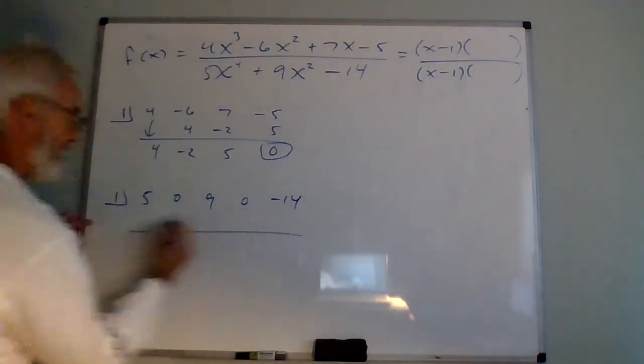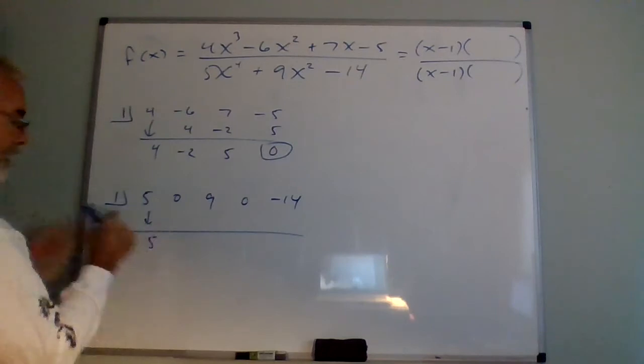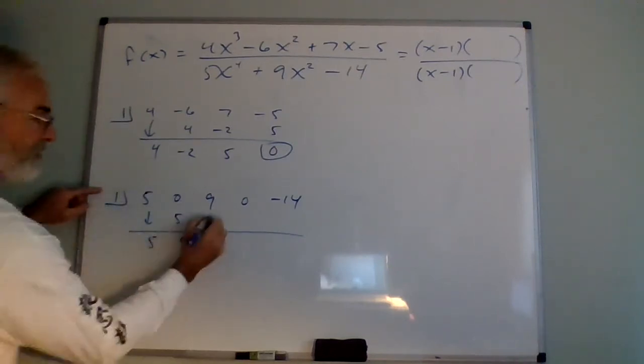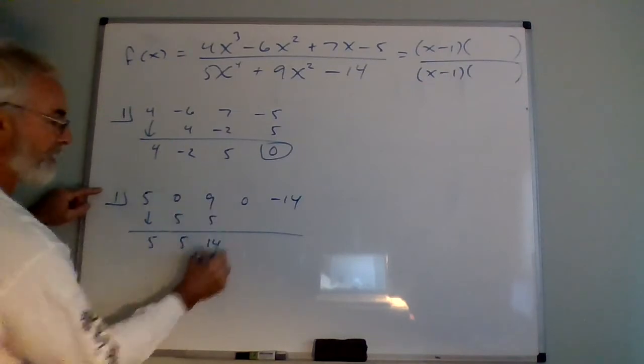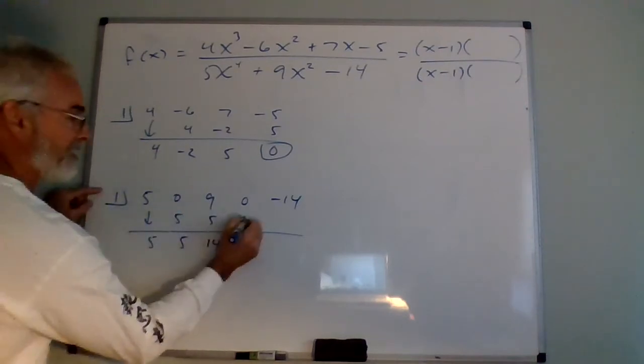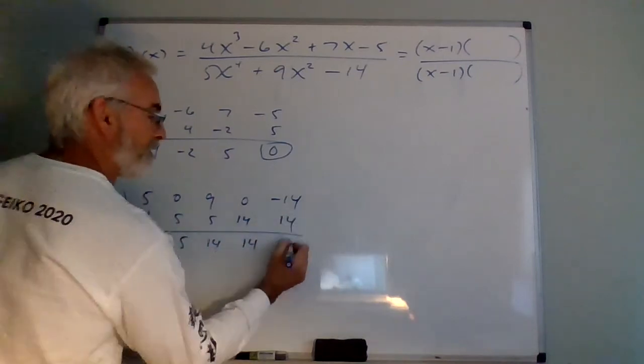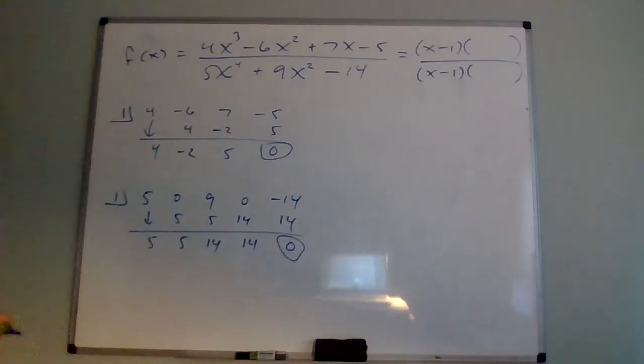Now when I do the synthetic division, that'll be 5. 1 times 5 is 5. Added is 5. 1 times 5 is 5. Added is 14. 1 times 14 is 14, added is 14. 1 times 14 is 14, added is 0.